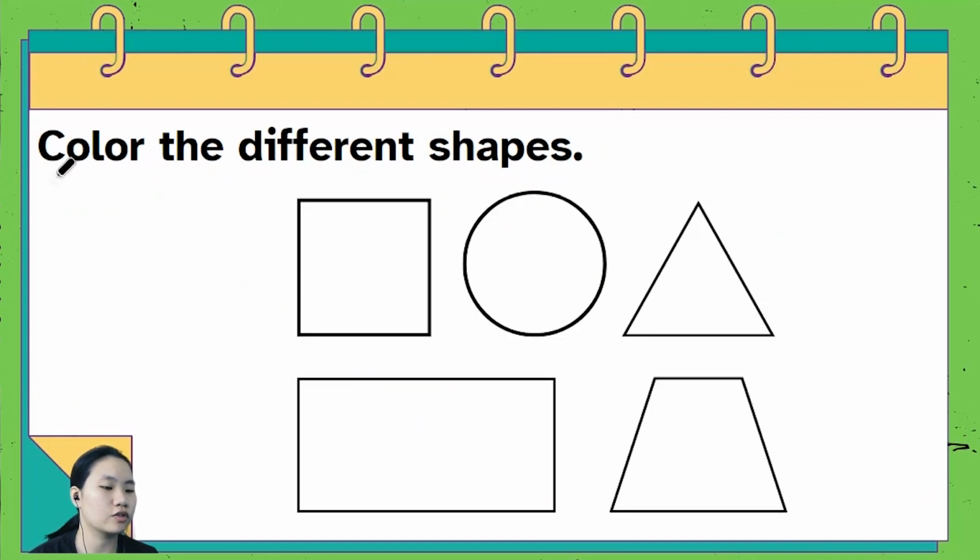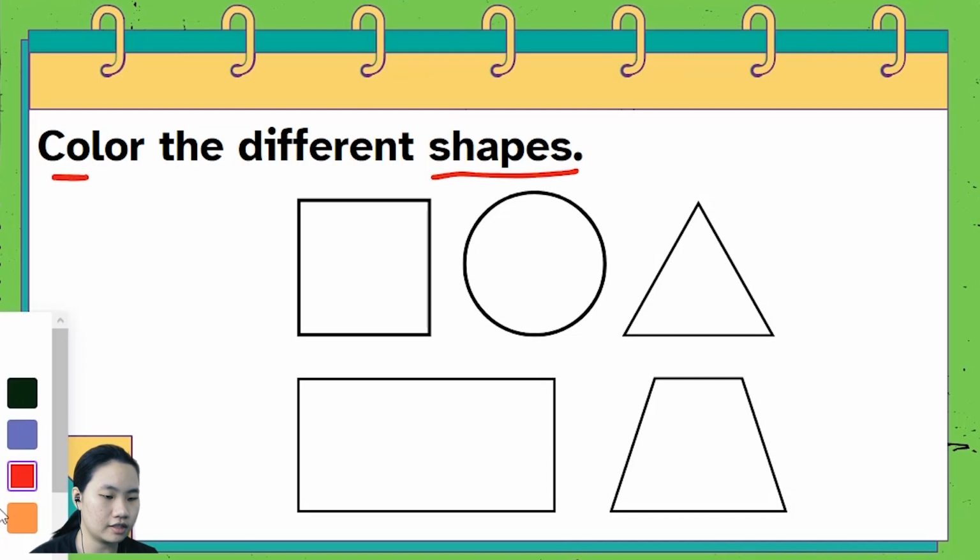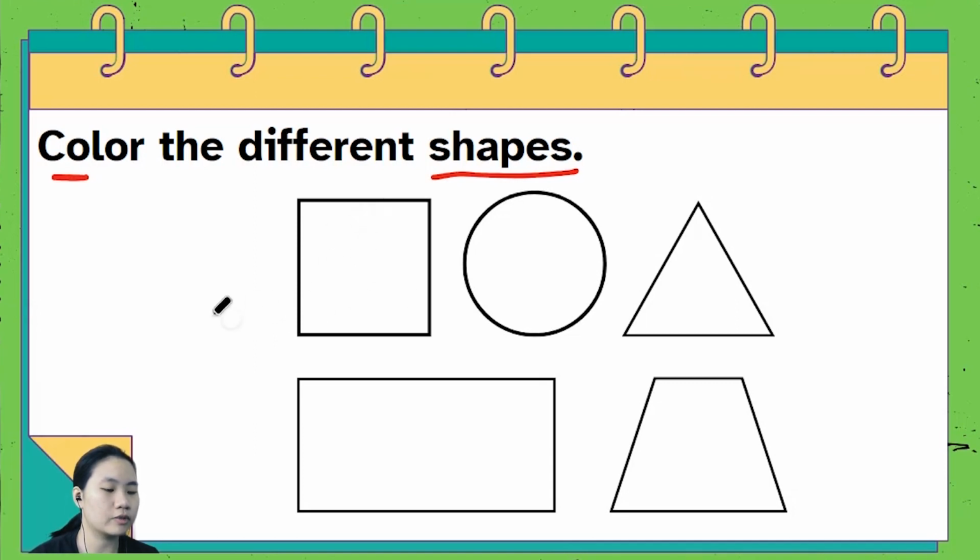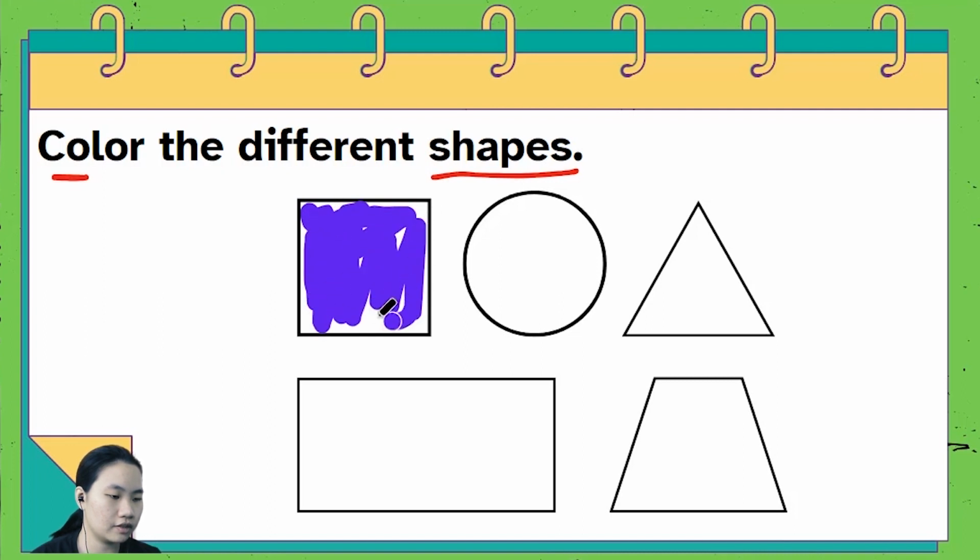Now we have the chance to color the different shapes. Okay, so I'm going to pick a color. Let's see, I'm going to pick blue. For our first shape, do you remember the name of this shape right here? What is it? It is a square. So I'm going to color the square. I'm going to color it over here. Okay, I think that's pretty good enough.